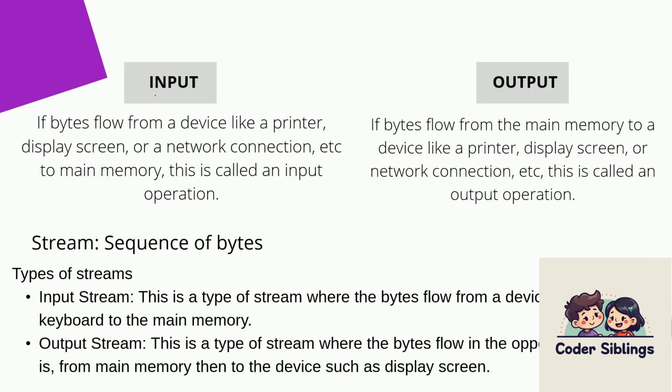Before understanding how to implement and use input and output in C++, let us see what input and output basically are. When you talk about input, if bytes flow from a device like a printer, display screen, or a network connection, etc., into main memory, this is called an input. So any form of conversation, as we can say, that happens between user and the computer is known as input.